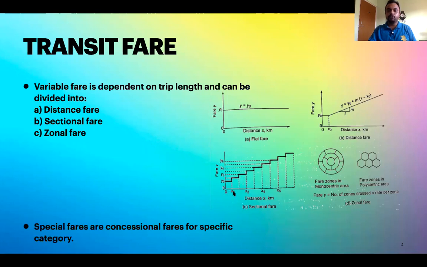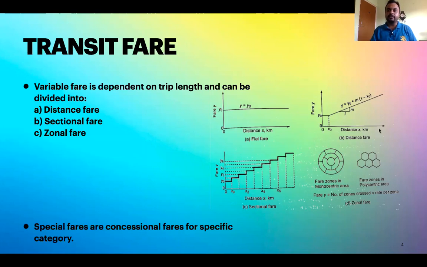It means from 0 to x0 kilometer, the fare is y0. Again, if you move from x0 to, suppose, x1, the fare is y1. Okay? So, for example, from 0 to 5 kilometers, the fare is 7 rupees. From 5 to 10 kilometer range, the fare will be, suppose, 10 rupees. Then again, 10 to 15 kilometer, the fare will be, suppose, 12 rupees. So this is fixed for every section. That is the sectional fare. Okay.